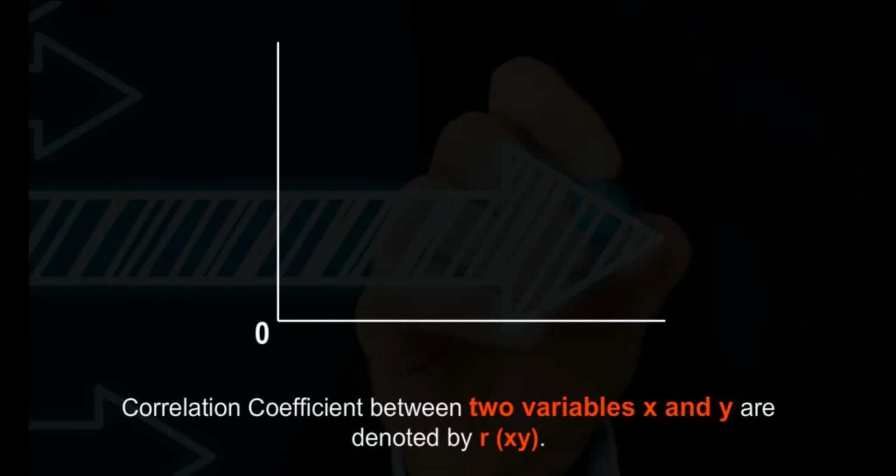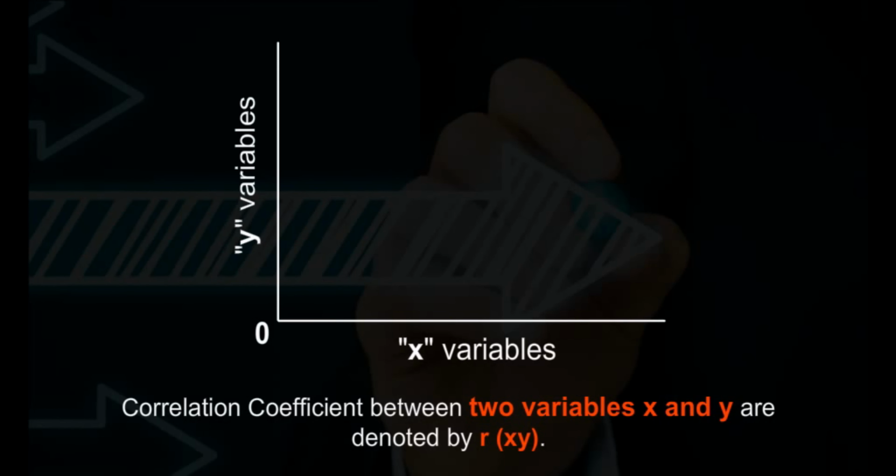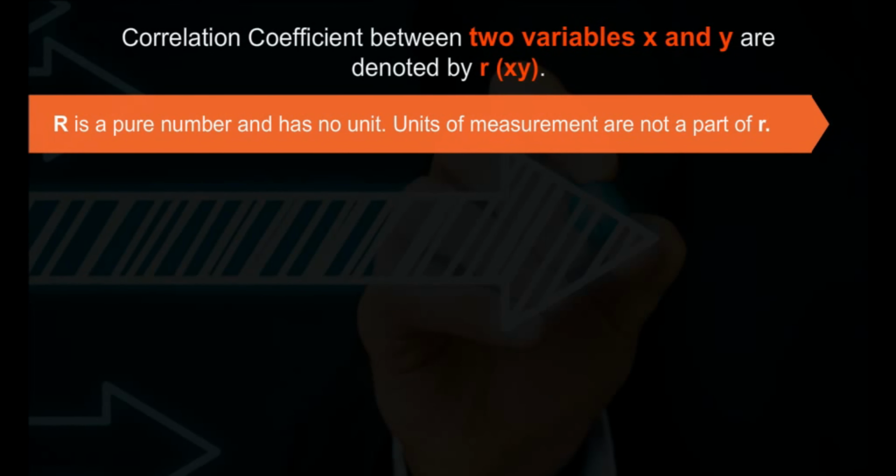The correlation coefficient between two variables x and y is denoted by Rxy. R is a pure number and has no unit.